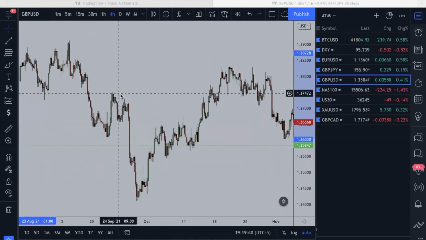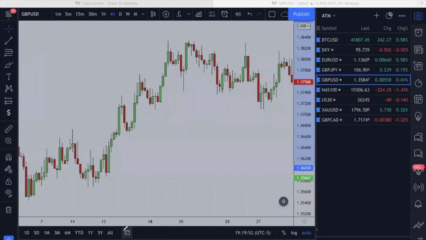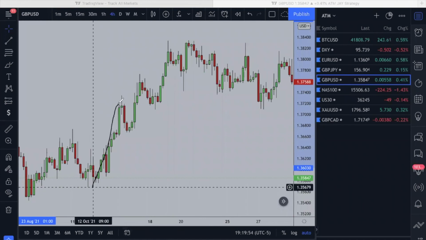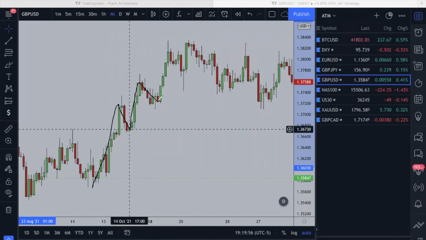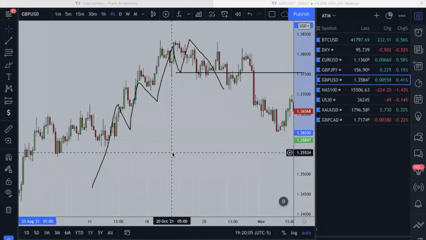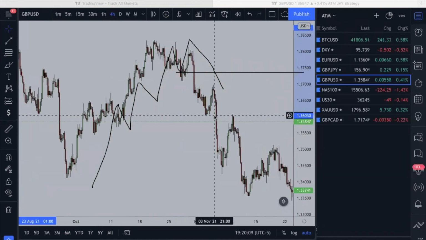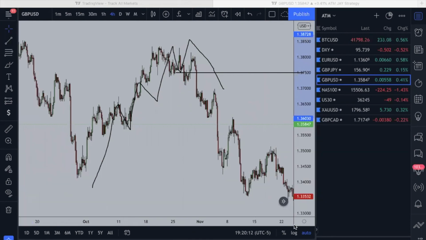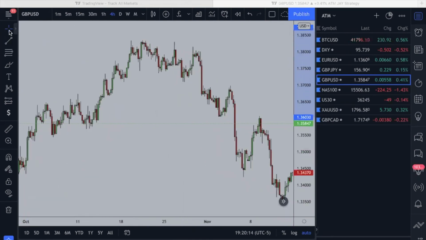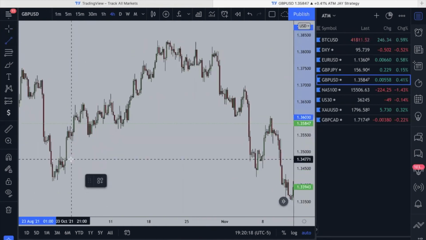Another one here. Another example. Moving up. And what? Market starts to break. Break of structure typically means a potential trend reversal. What happened? Market reversed.